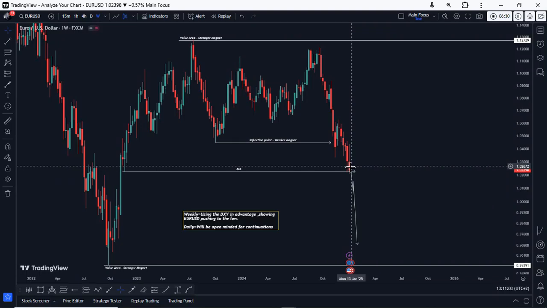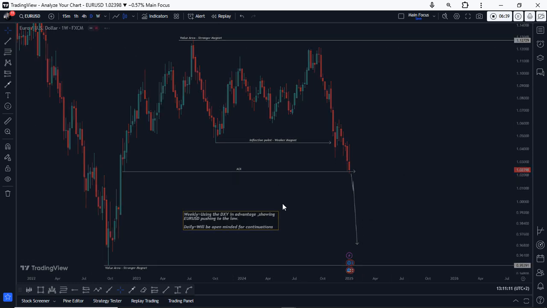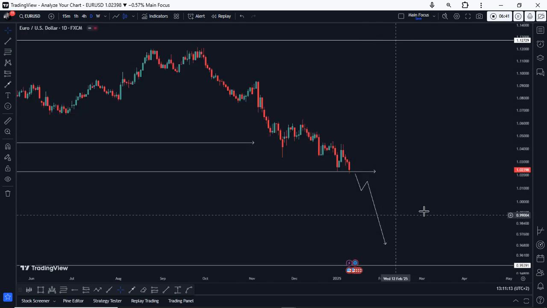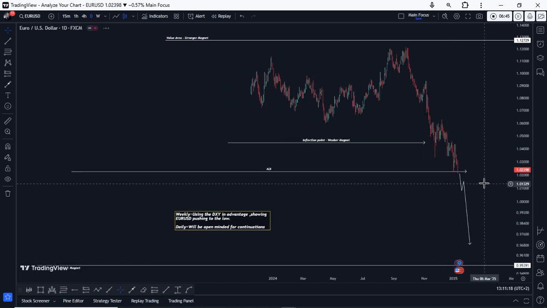So we'll be looking for price to drop past this area of interest and form a correction. And we'll be open-minded to be taking shorts. This is how we'll be open-minded to be taking shorts past this area of interest.